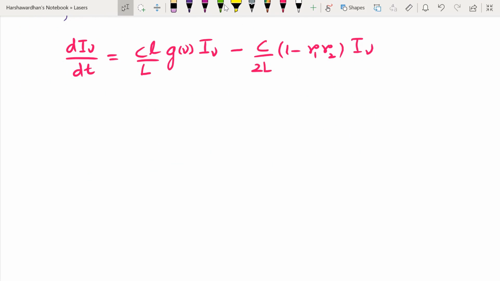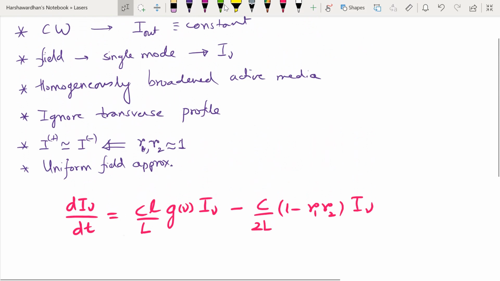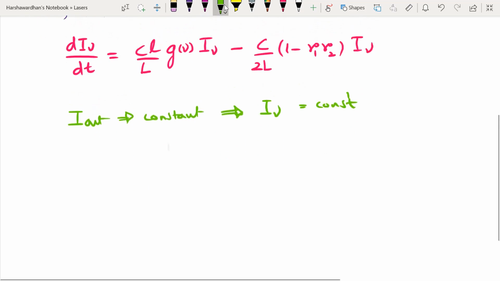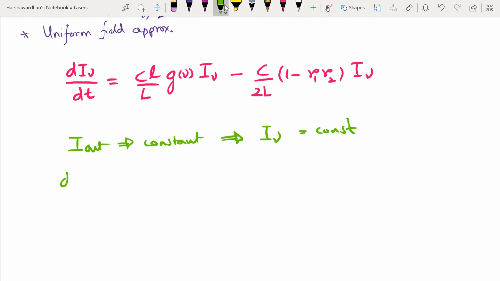All right. So now that we have the following rate equation, and we want to demand that my output is a constant in time, that would mean that my intracavity field I nu itself is a constant. You cannot have a situation where the intracavity field changes in time and yet the output is a constant. So once you're given this, I set this dI nu over dt, let me call this equation number one, to 0.